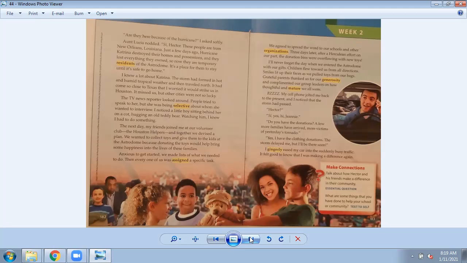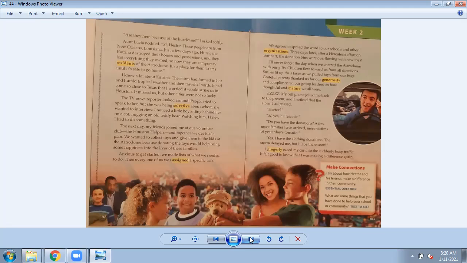I'll never forget the day when we entered the Astrodome with our gifts. Children flew towards us from all directions. Smiles lit up their faces as we pulled toys from our bags. Grateful parents thanked us for our generosity and complimented our group leaders on how thoughtful and mature we all were.